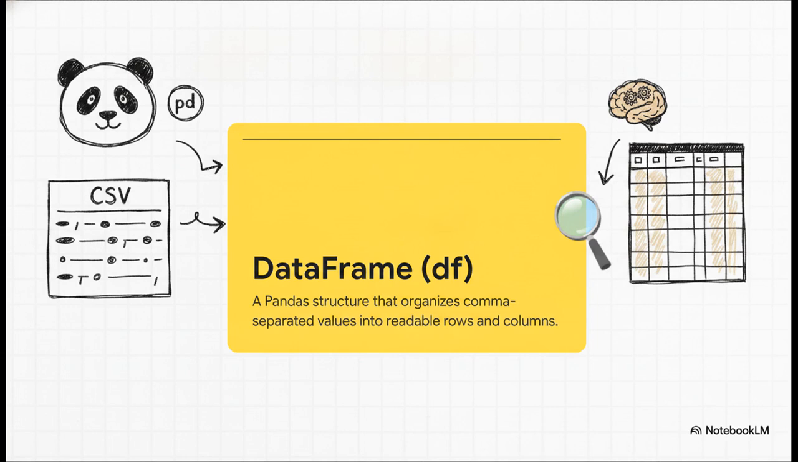Our data comes packed in a standard CSV file. To bring this raw text into our Python environment, we're importing a powerhouse library called pandas, usually under the alias PD, and loading that CSV straight into a data frame. You can think of a data frame, affectionately known as DF, like a supercharged spreadsheet running right inside your code. It takes all those messy, jumbled, comma-separated values and perfectly organizes the whole shebang into nice, readable rows and columns.